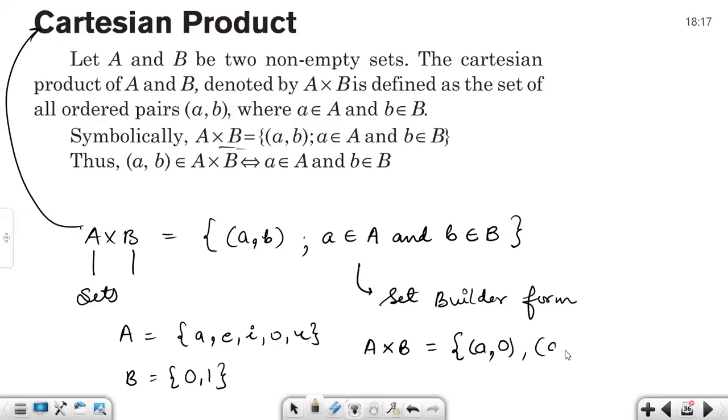Now let's take a only, and as 0 is already used, we cannot repeat the ordered pairs. So we have already taken 0 with a, so let's take 1 with a. Now there is no other value possible from set B along with a. So let's now take e as the first: (e, 0), (e, 1). So you must have got the logic.